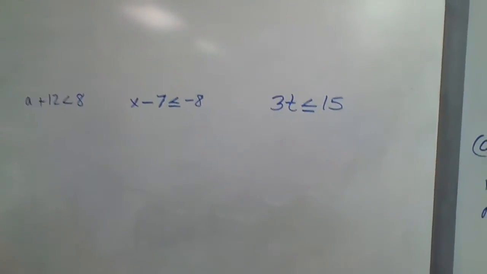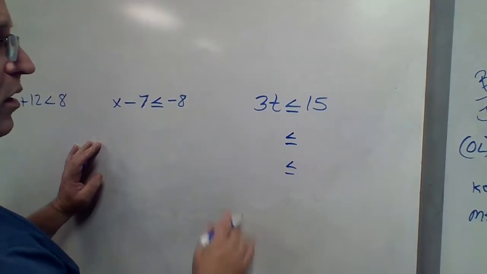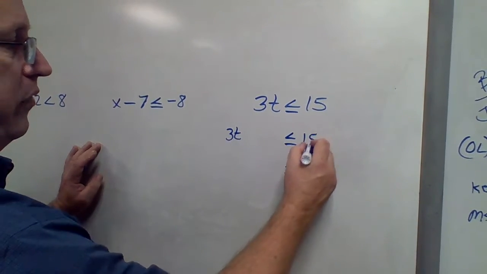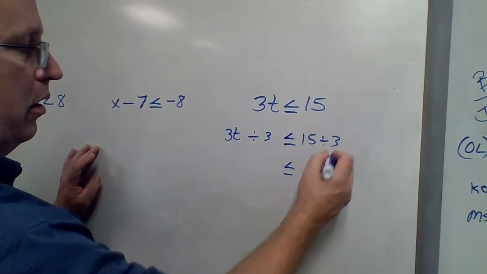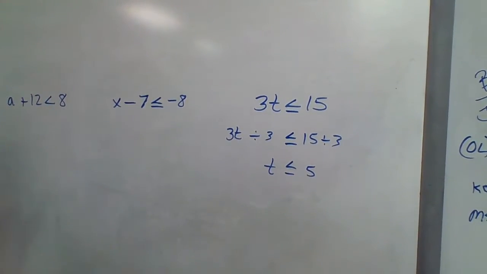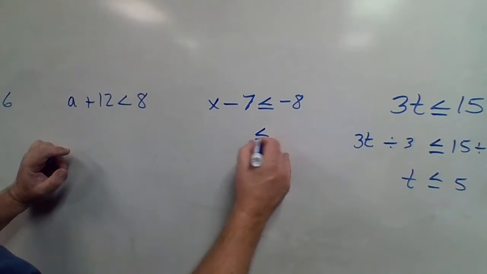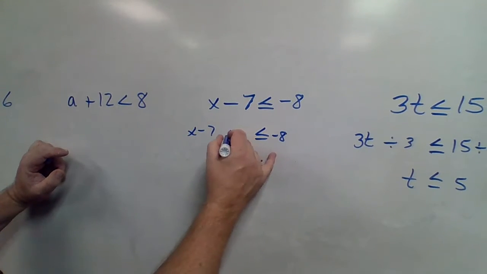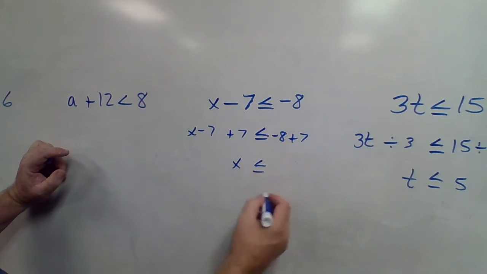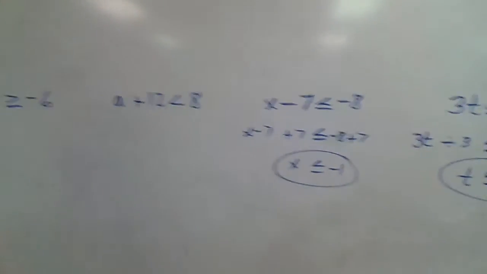What about these problems when we're told to look at the problem and then solve it? Well, it's just like the previous day's assignment, except now we have inequality symbols instead. We're going to leave some space. We're going to write the symbols down the middle. We're going to divide by 3. And we're going to get a value of t being less than or equal to 5. How about this one? We're going to write the problem, but we're going to leave some space. We're going to add 7 to both sides, and we get an x value that's less than or equal to -1.